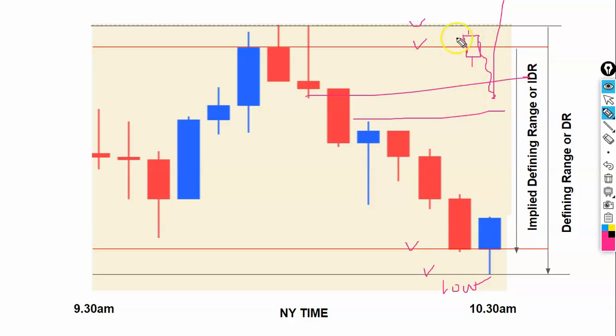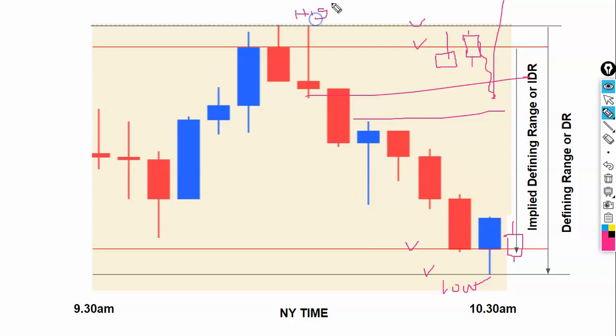Now, what I don't want to see is a wick. Price goes up here and closes below. This does not fit in. This does not fit into the rule. We only need a body close above this line. Now, above the implied simply means an early indication and you can start looking for trade. If price closes below the implied IDR, it is an early indication that throughout that New York session, this will be the high of that session.